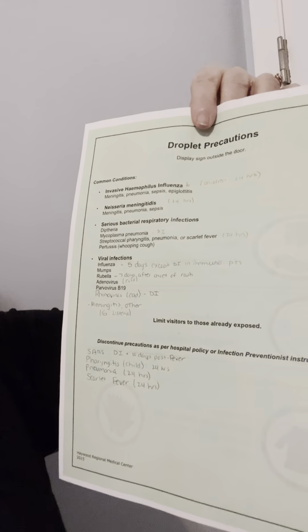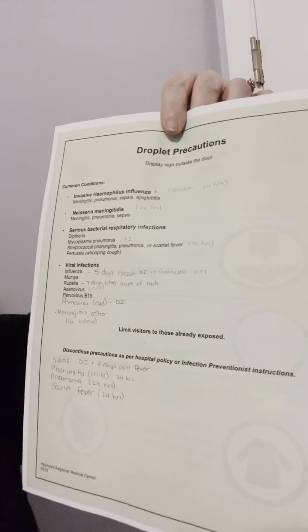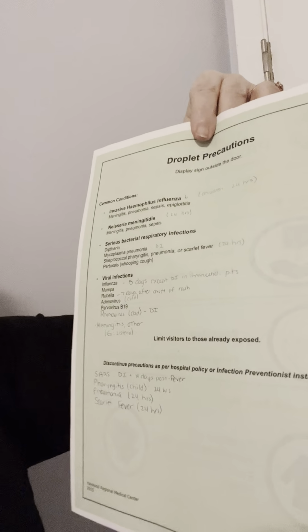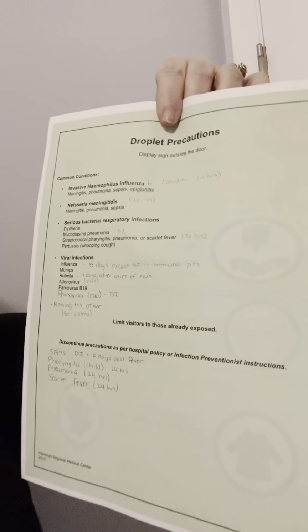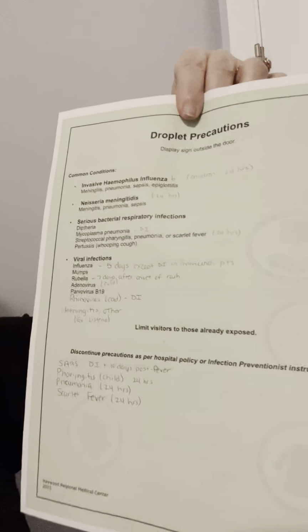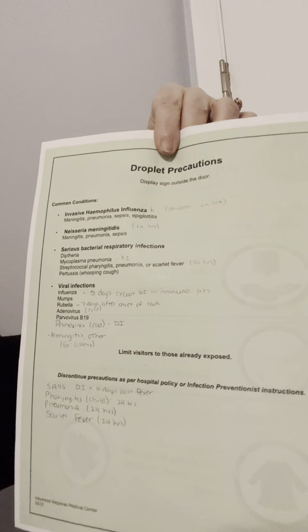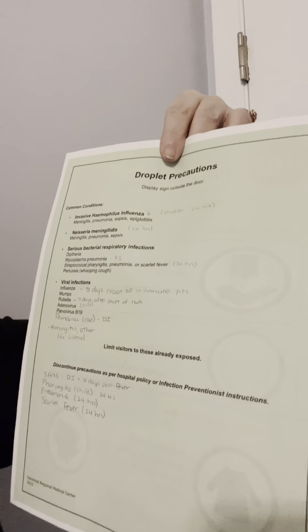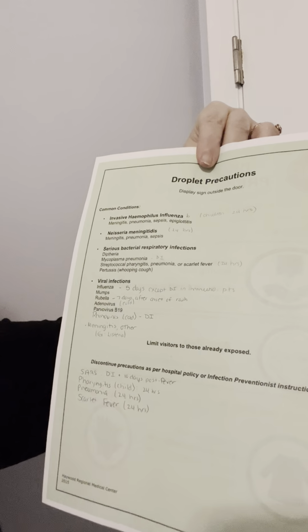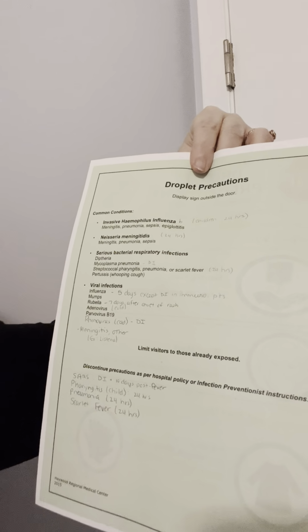It will tell you on the back what the droplet precautions are, and the most common one that we see is influenza, along with some other things. Like right now there has been some rhinovirus and adenovirus, which are typically the common cold, but those are droplet precautions. We should limit visitors to those who've already been exposed. Display the sign outside the door, and discontinue precautions as per hospital policy or infection preventionist instructions.